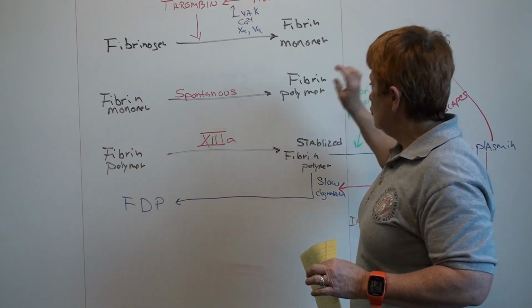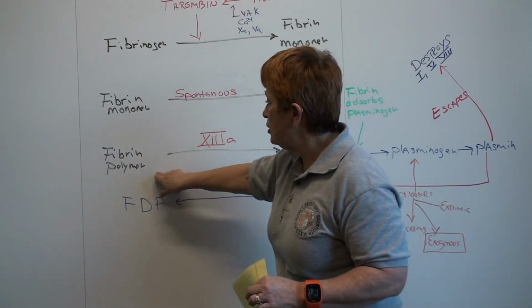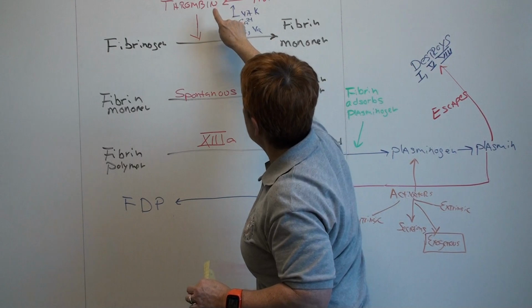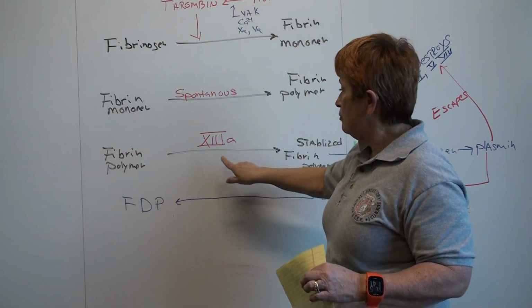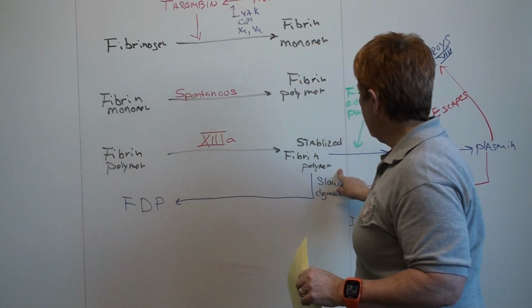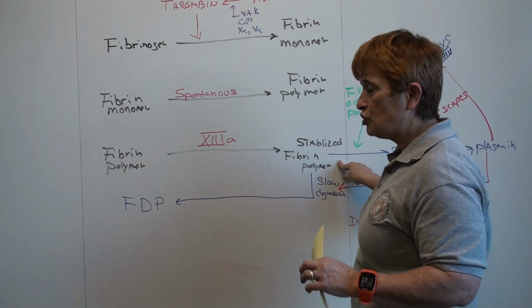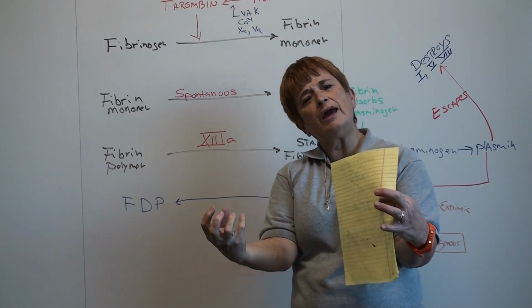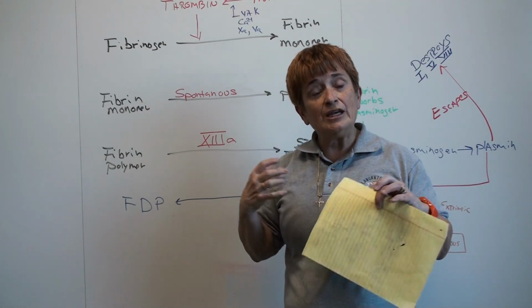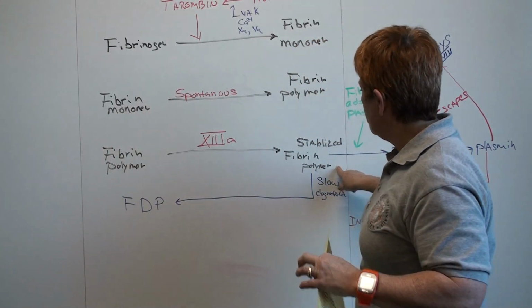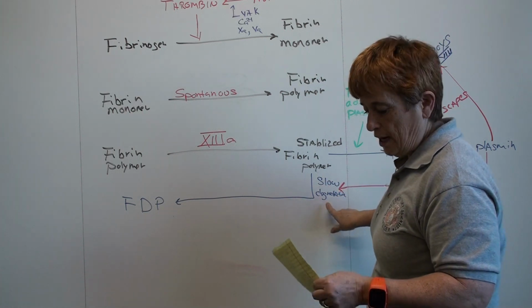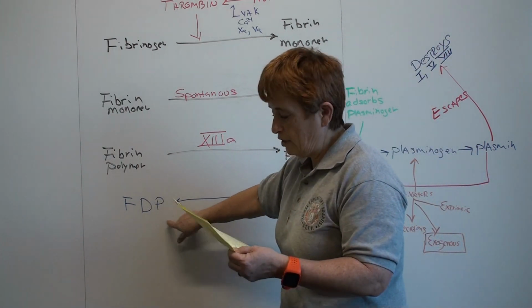Now, in order to stabilize this fibrin polymer, I need my factor 13A. Remember, thrombin is going to help 13 go to 13A. 13A is going to give me my stabilized factor. Once we have the stabilized factor, remember I said the minute that we make this fibrin, we're incorporating it so that it will dissolve. So the stabilized fibrin is going to get a slow degradation, and then it's going to go to your fibrin degradation products.